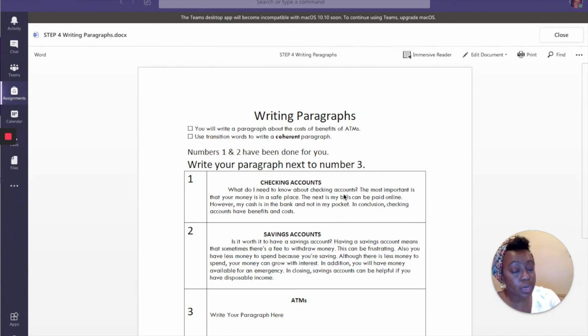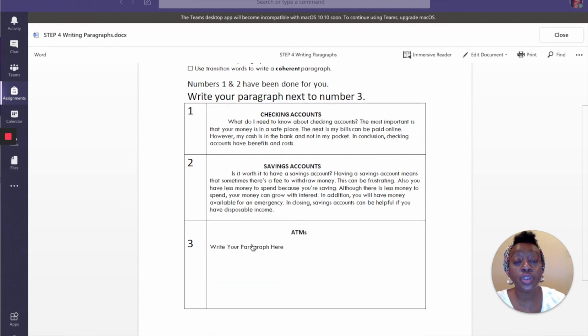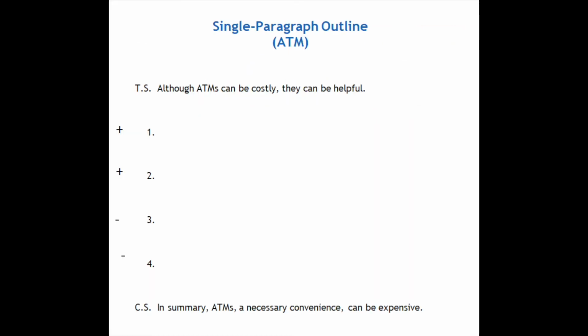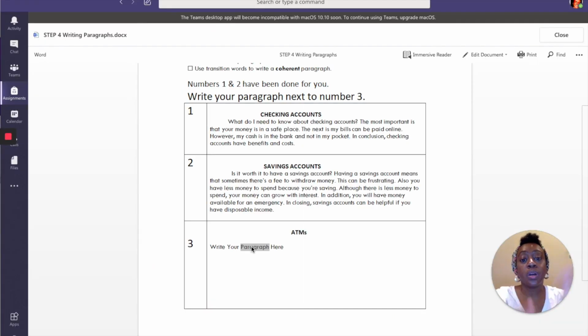Okay, so number 1, we just went over that. I typed that here. Number 2, I typed that here as well. Number 3, you are going to write your own paragraph here. You need to use your outline for ATM to complete this paragraph here. Just delete this where it says write your paragraph here.